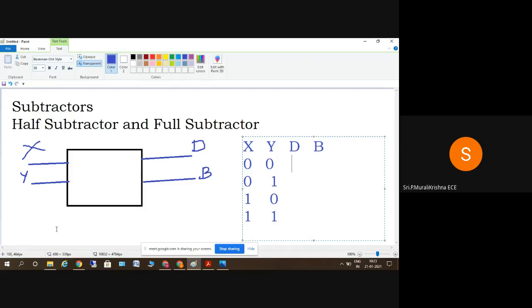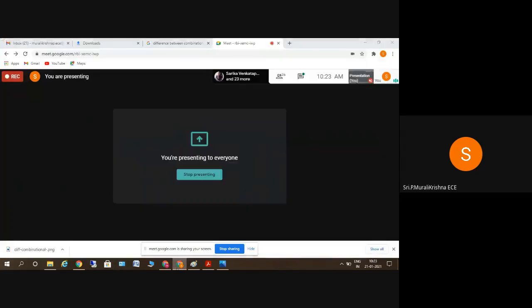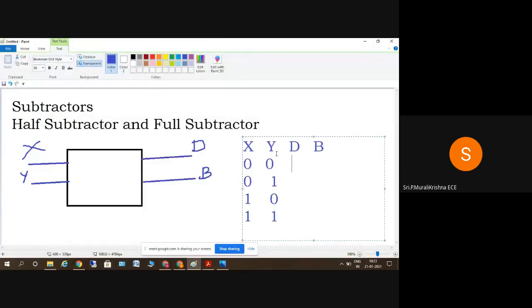Done? Yeah. So check this. Half subtractor: the opposite of addition is subtraction. So we'll be having two subtractors here, half subtractor and full subtractor. 2-bit subtraction is called half subtraction, and 3-bit subtraction is called the full subtractor. It is used to implement the 3-bit subtraction. In case of the half subtractor, we have two inputs x and y and two outputs, that is difference and borrow.